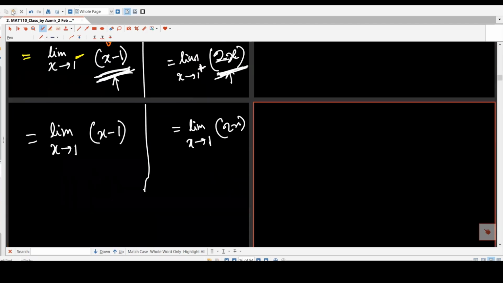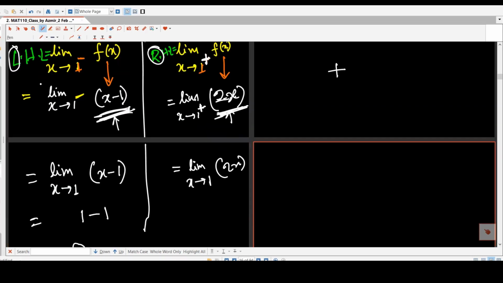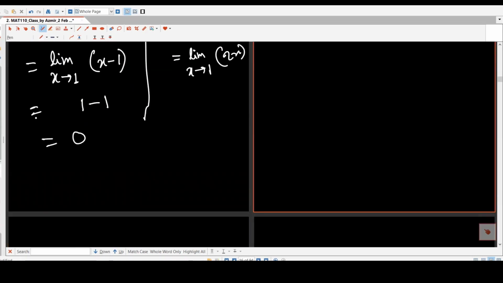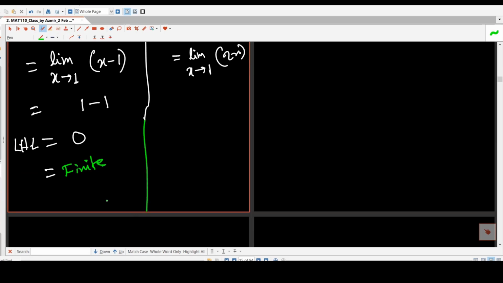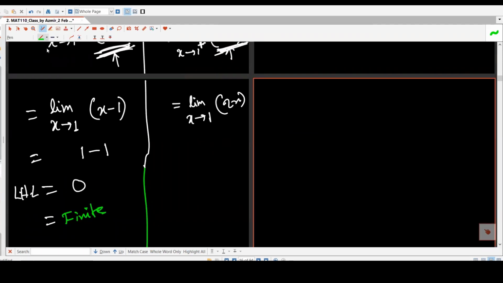So now let us input 1 where we have x. So x minus 1, that means 1 minus 1, that is 0. So what is the value of the left-hand limit? The left-hand limit becomes 0. Since 0 is a finite value, we can say that the left-hand limit exists since it is a finite value. Now let us have a look at the right-hand limit.